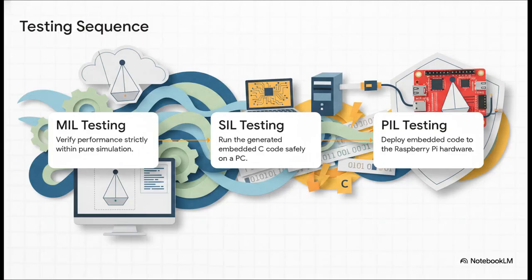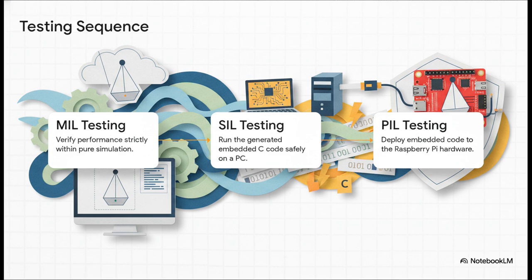With our controller designed, we literally walk the agent through a very specific sequence. First step is model in the loop, or MIL testing. We simulate everything purely in Simulink to make sure the controller actually balances our virtual pendulum. If that passes, we generate the embedded C code for software in the loop, or SIL. This runs the real embedded code, but safely on our dev computer to ensure it matches the simulation perfectly.